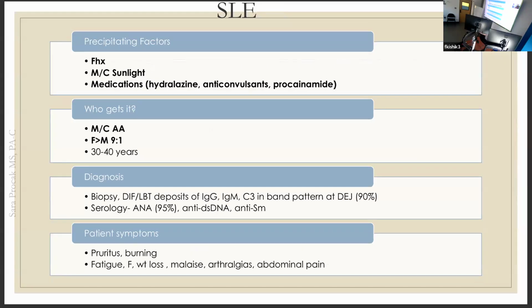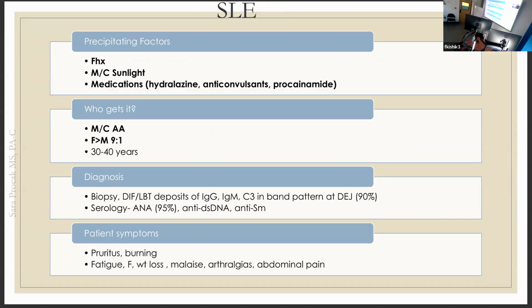We talked about sunlight being a precipitating factor, so is family history, and then certain medications can lead to SLE. That's going to be hydralazine, anticonvulsants, and procainamide. This is going to be most common in women. Typically, it's going to be African-American women between the ages of 30 and 40 years old.